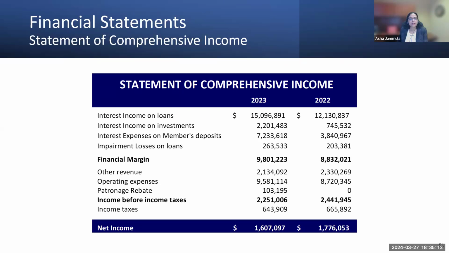These investments include shares in Atlantic Central, our segregated liquidity, and short-term deposits with Atlantic Central. The amount of interest paid to our members for their deposits was $7.2 million compared to $3.8 million in the previous year. This increase is due to deposits repricing at higher rates than historically.